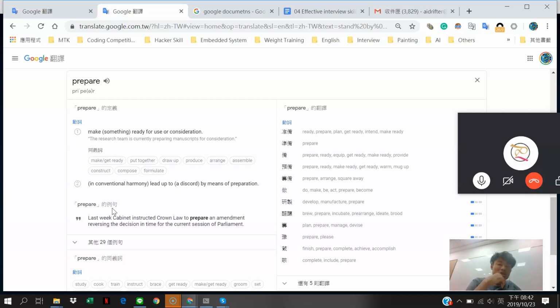Yeah, it's similar, but the plan. I think they are a little different because prepare is you have to make ready for something, but the plan maybe. Yeah, I think they are similar. Sorry, I think they are similar. Yeah, yes, I think they are similar. All right.